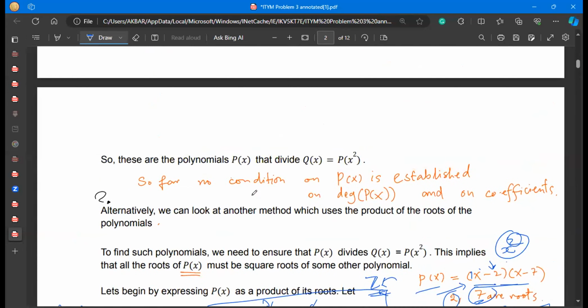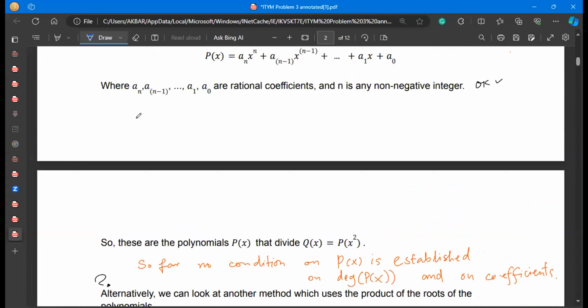Sorry, I didn't get you. So you're saying that if I express it in terms of its roots and then try to find a relationship, that might or might not work under certain circumstances. But we are looking for p of x with rational coefficients, and they divide p of x square.